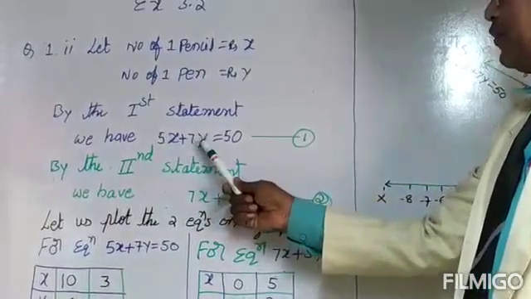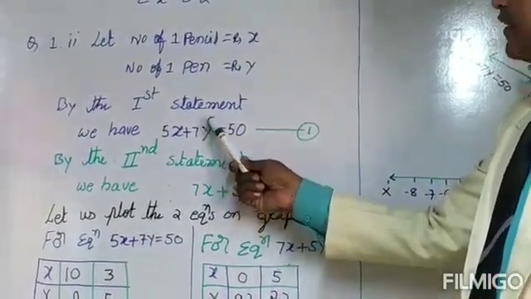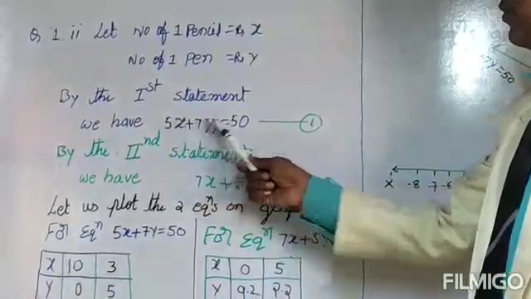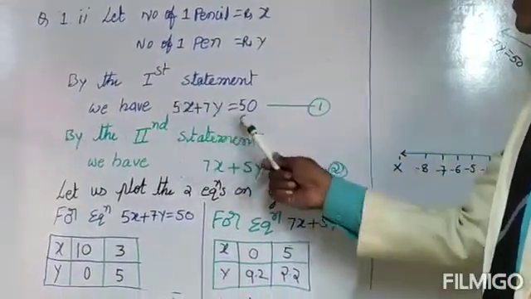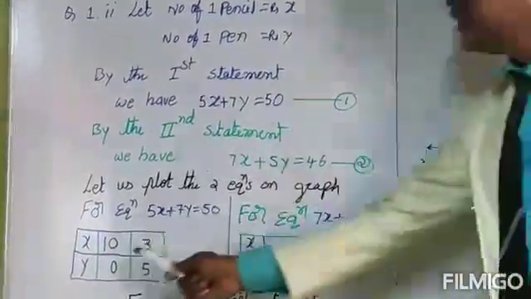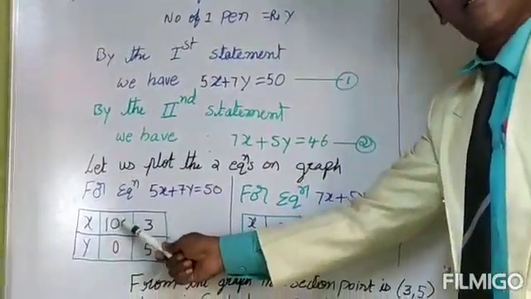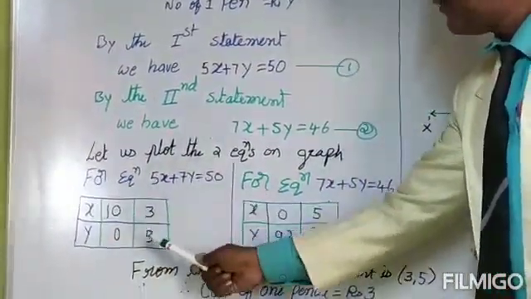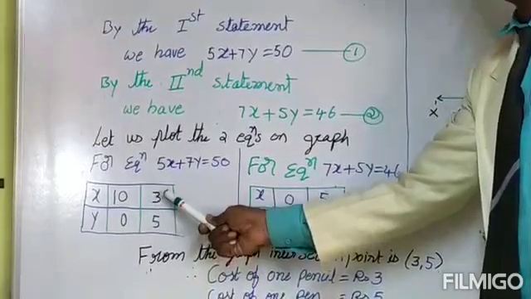Instead of y, you take y equal to 0, then the whole term becomes 0, 5x equal to 50, x equal to 10. So y equal to 0, x equal to 10. Like that, y equal to 5, you are getting x equal to 3.